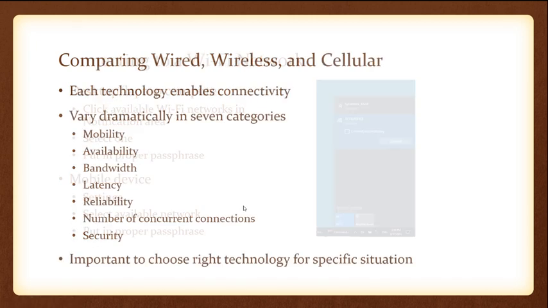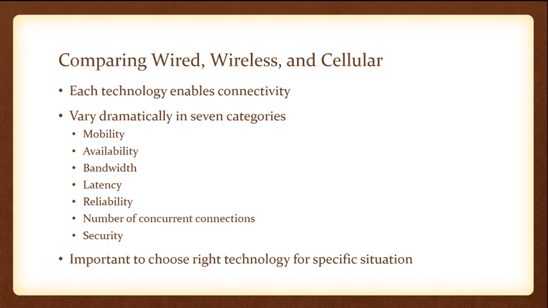The next thing I want to talk about are the different ways that we can connect. These are the connectivity options. Now, one was left off here. It says comparing wired, wireless, and cellular. I also want to add in satellite. There's a fourth connectivity option, which is satellite. So we're going to talk about the advantages and disadvantages of all four of these: wired, wireless, cellular, and satellite.